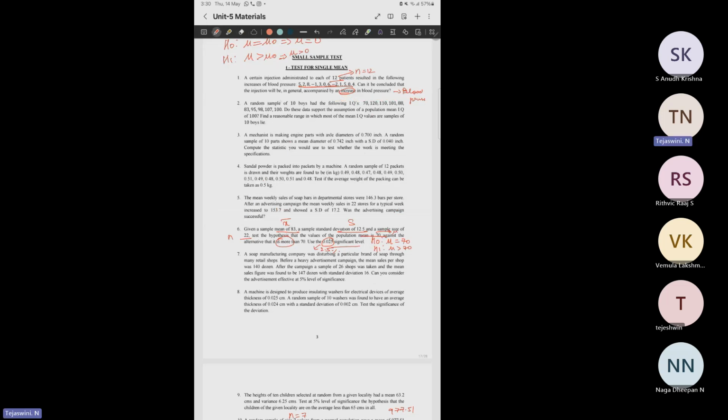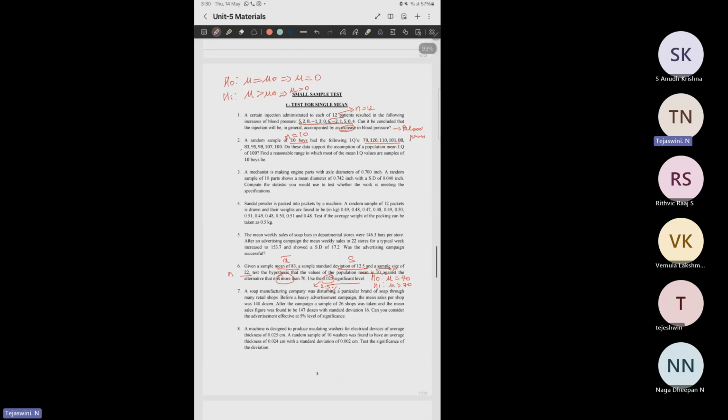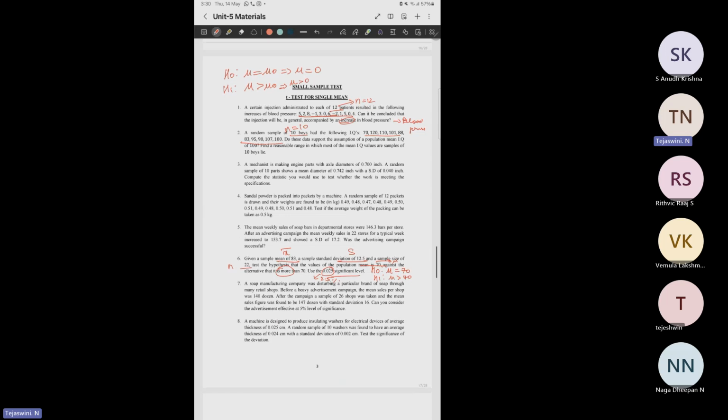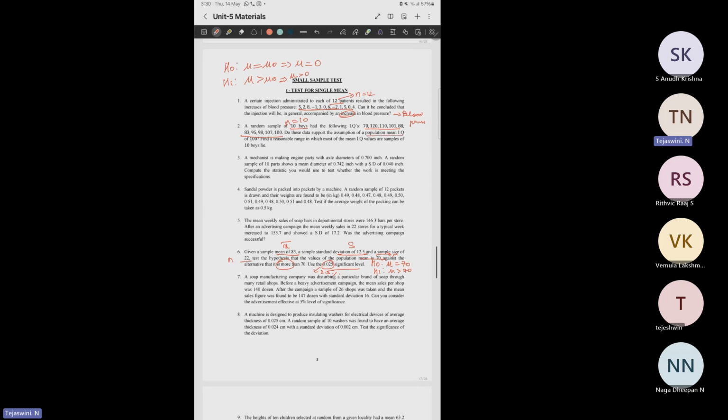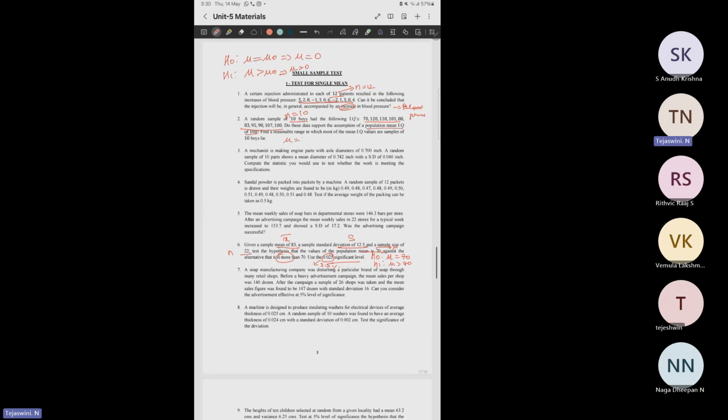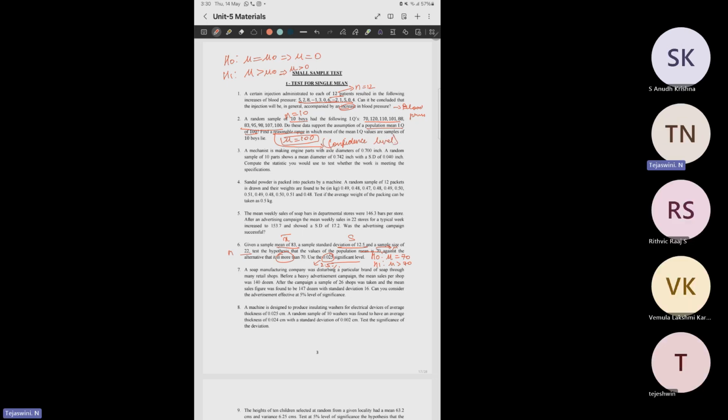Okay, so for the second question, n is given to be 10, and the data is given here. We are assuming that the population mean is 100, that is mu is equal to 100. And we'll have to find a reasonable range. Here reasonable range means confidence level. So we'll have to find the confidence level.